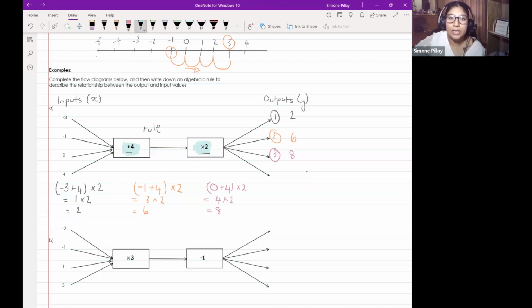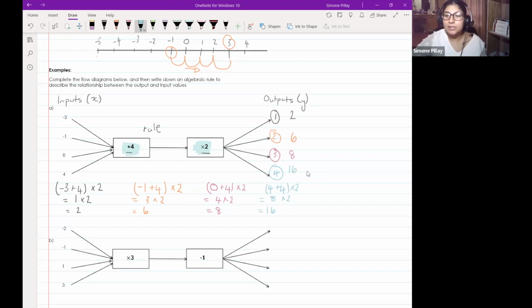And last one, let's see. That would be number 4. Okay, and then we have 4 plus 4, which is going to be 8. Again, not difficult because it's just positive numbers. And that's going to be 8. And then I want to multiply by 2. And we are going to get 16.